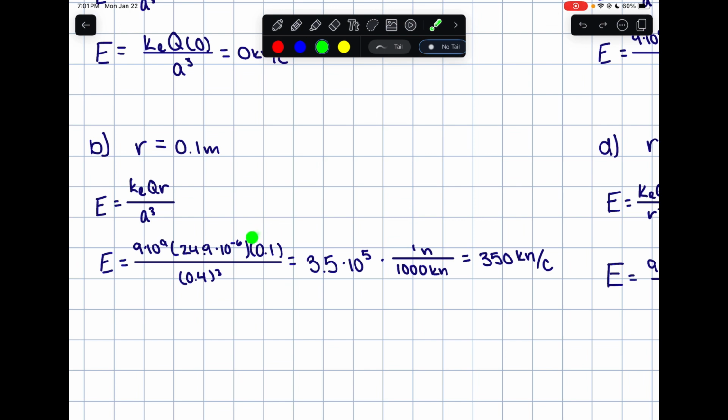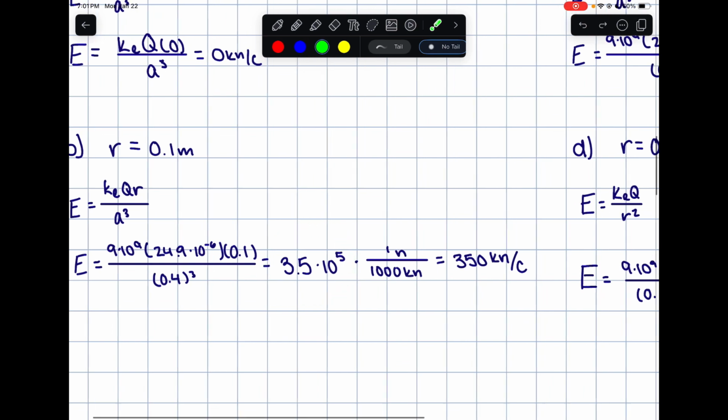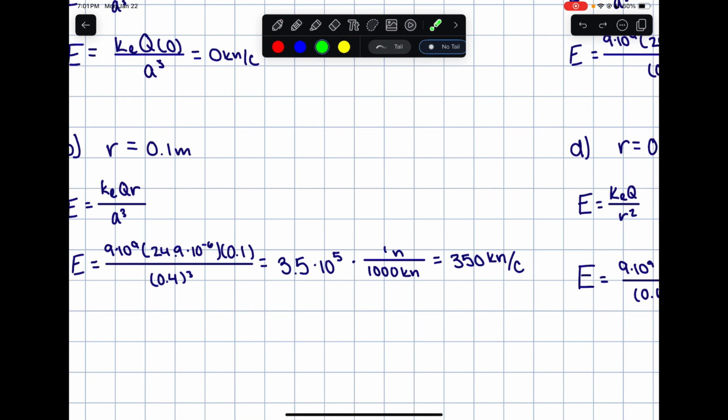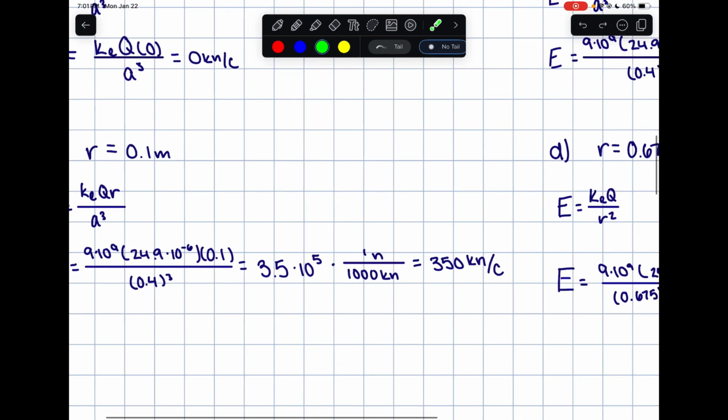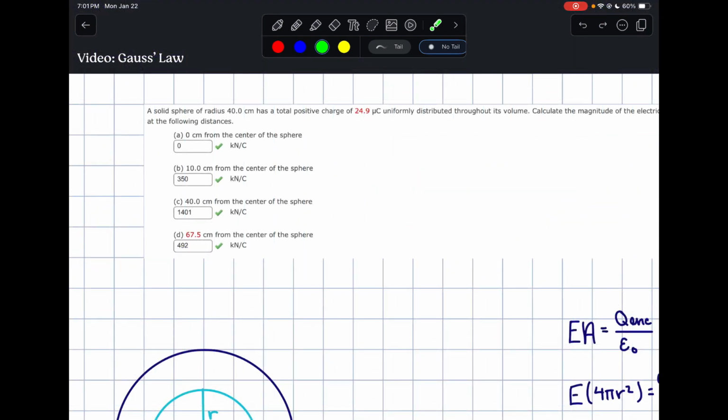our given value of r, 0.1, and a, the radius of the initial sphere, 0.4. From there, we can plug it into our calculator to get 3.5 times 10 to the 5th. However, this is in newtons per coulomb, so we're going to convert by dividing by 1,000, so we get that it equals 350 kilonewtons per coulomb.